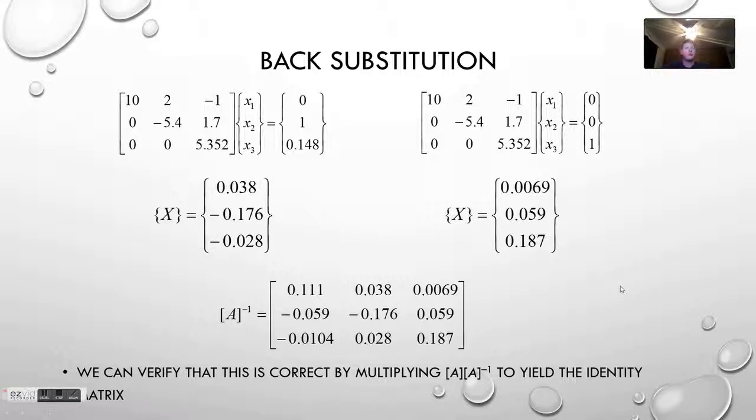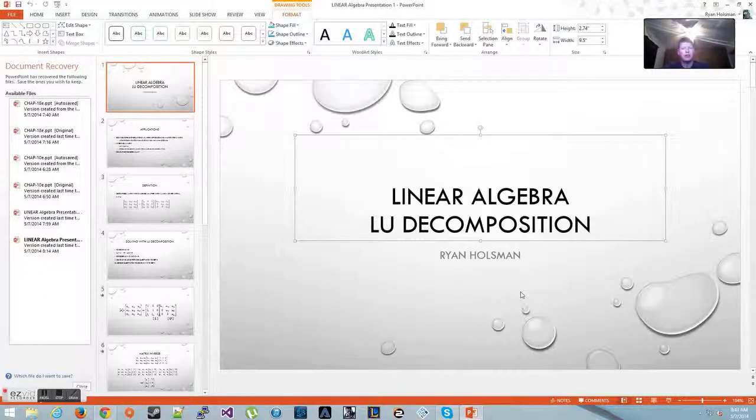One of the key parts is to check here. We can also verify that this is correct by multiplying this A inverse times A, and we should get the identity matrix for that.